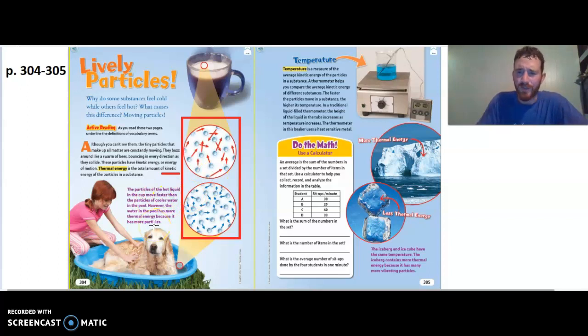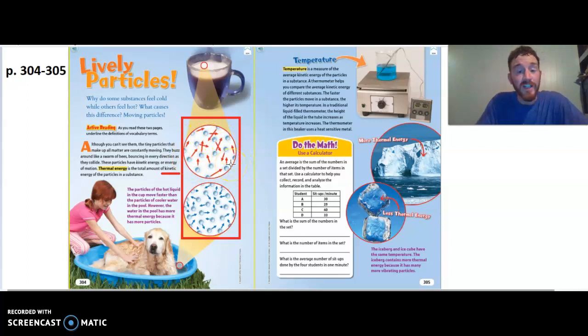Again, this is where it gets a little bit weird and kind of far out there as far as understanding what heat or thermal energy really is and how we can sense it. But in the hot cocoa example, the particles are moving faster. There's more thermal energy, meaning they are hotter. And again, those particles are moving more quickly.